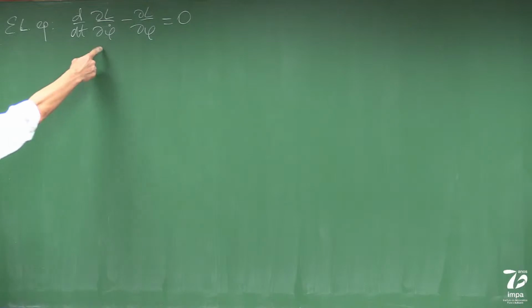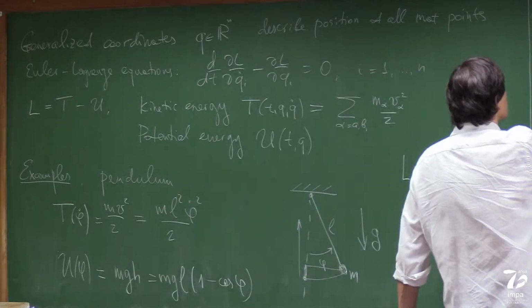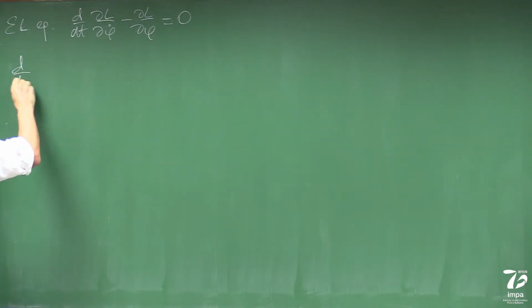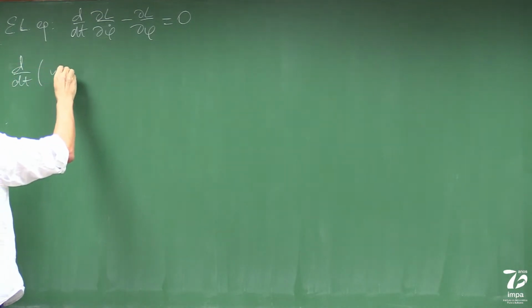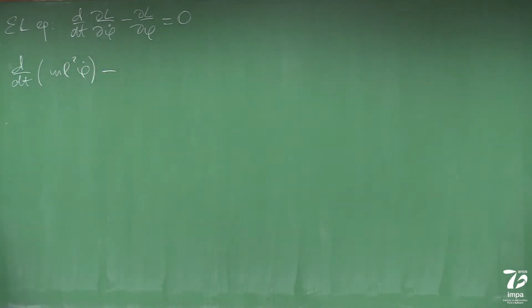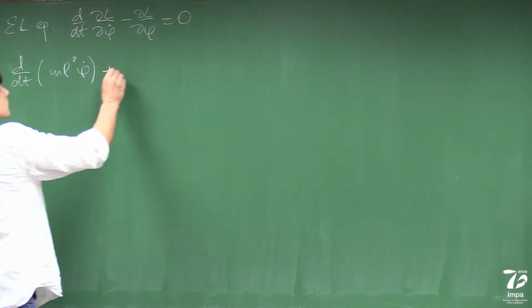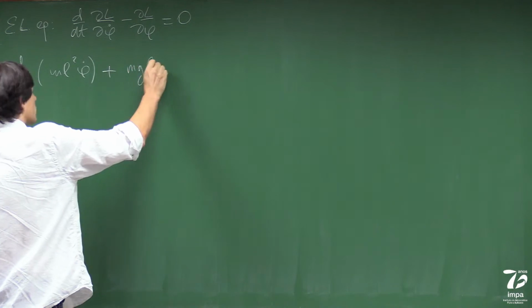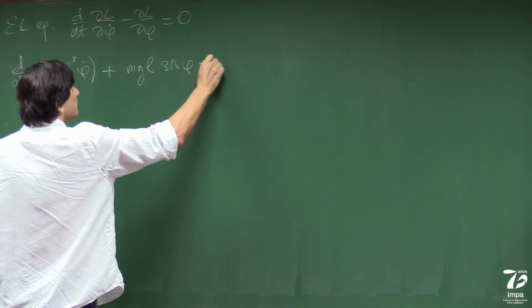So the derivative with respect to psi dot will be m d/dt of m L squared psi dot minus, and then there will be, so this is plus minus minus minus, so minus, and then the derivative of cosine will be one more minus, so it's plus mgL sine psi equals 0.